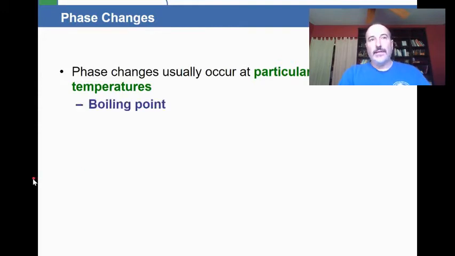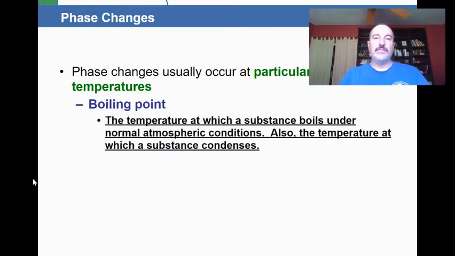Now, boiling point is the temperature at which a substance boils under normal atmospheric conditions. Also, the temperature at which a substance condenses. Keep in mind that at that temperature, it depends on which direction you're going. All right, if you're going from liquid to a gas, we call it boiling. If it's going from a gas back down to a liquid, we call it condensing.